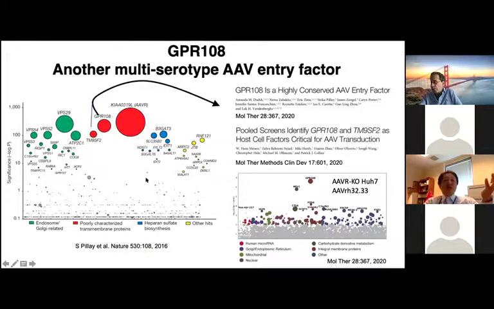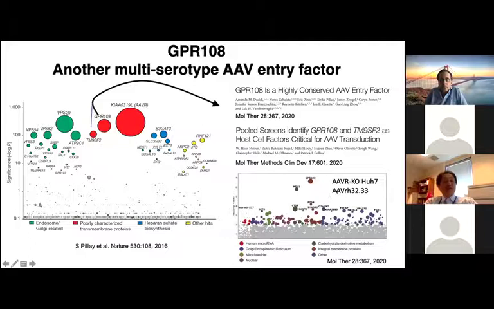This is the original paper published in Nature that reported AAVR, but in the paper, they also found a second hit, an unknown hit. This is GPR108, a G protein coupled receptor protein. They didn't focus on this one, but more recently two groups focused on it and clearly showed that this is also a multiple-serotype AAV entry factor.